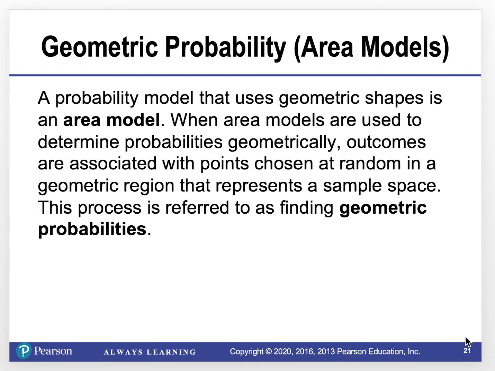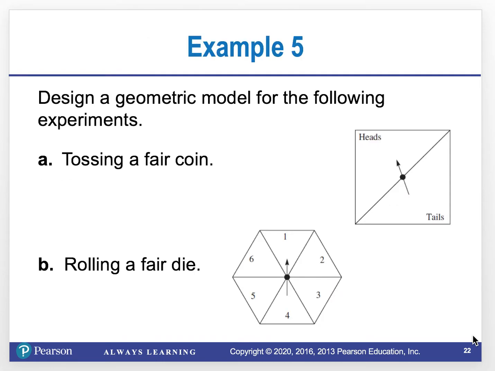Geometric probabilities, or area models. A probability model that uses geometric shapes is an area model. When area models are used to determine probabilities geometrically, outcomes are associated with points chosen at random in a geometric region that represents a sample space. This process is referred to as finding geometric probabilities. So like that very first slide, I think, where I drew the dartboard and covered a fourth of it black, things like that, or the spinner, they had a question about a spinner, right? So where you're looking at a geometric shape.